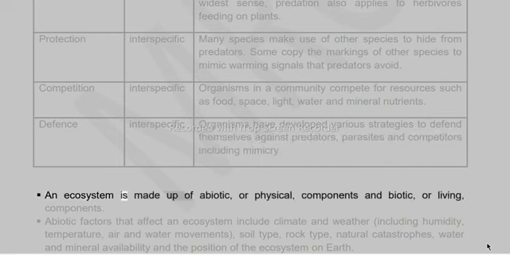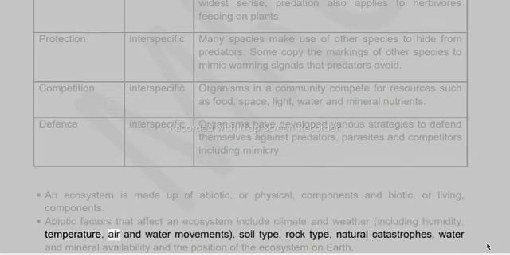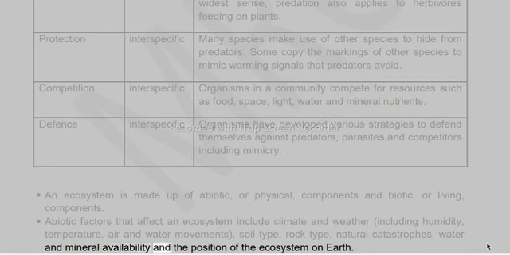An ecosystem is made up of abiotic, or physical, components and biotic, or living, components. Abiotic factors that affect an ecosystem include climate and weather, including humidity, temperature, air and water movements, soil type, rock type, natural catastrophes, water and mineral availability, and the position of the ecosystem on Earth.